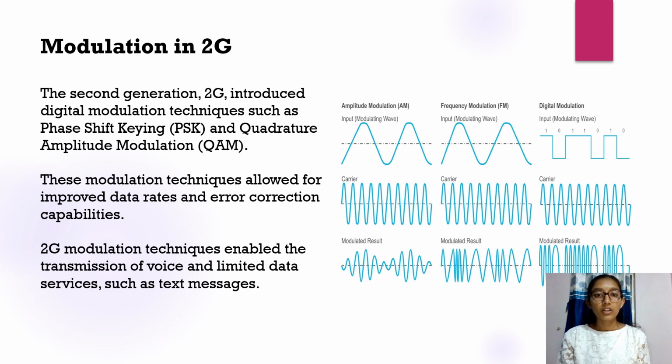Let us go for modulation in 2G. The second generation introduced digital modulation techniques such as phase shift keying and quadrature amplitude modulation. These modulation techniques allowed for improved data rates and error correction capabilities. 2G modulation techniques enabled the transmission of voice and limited data services such as text and messages.